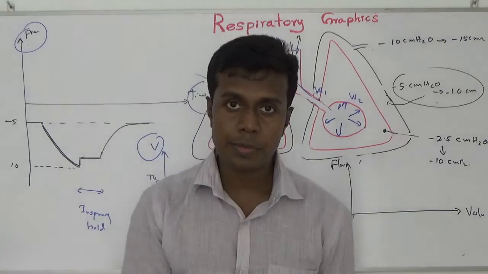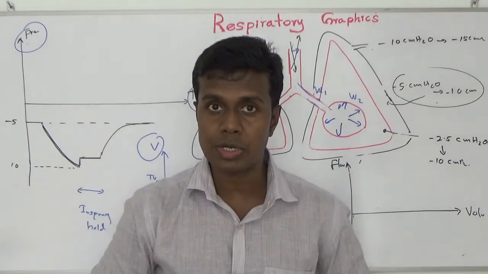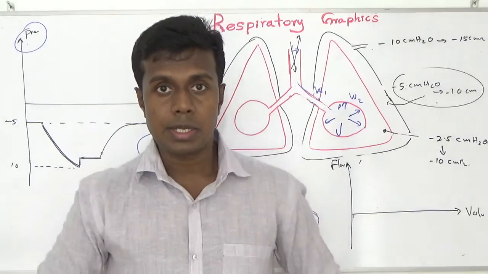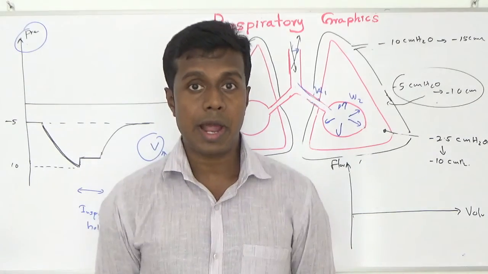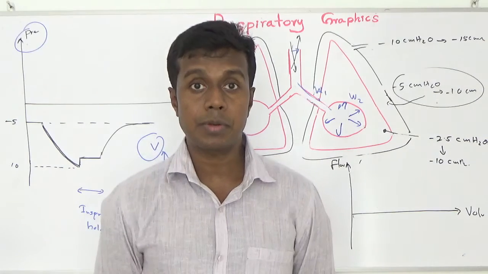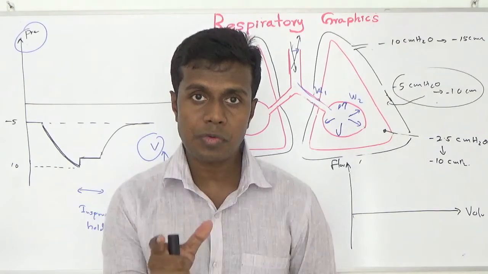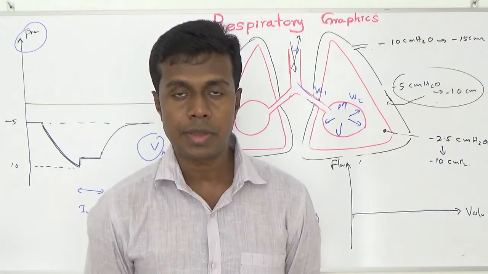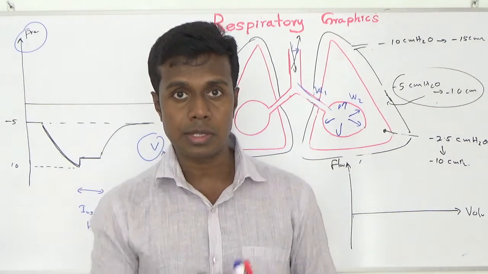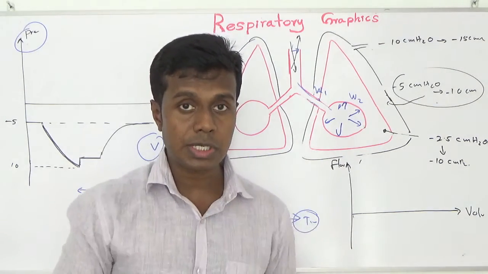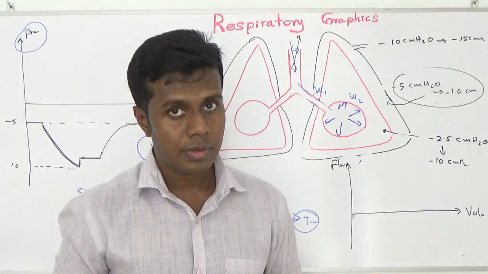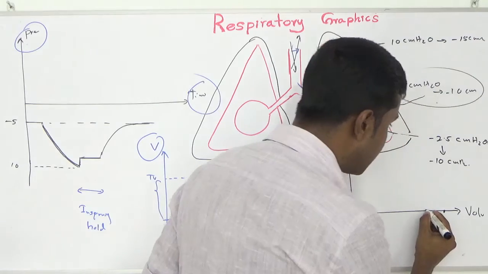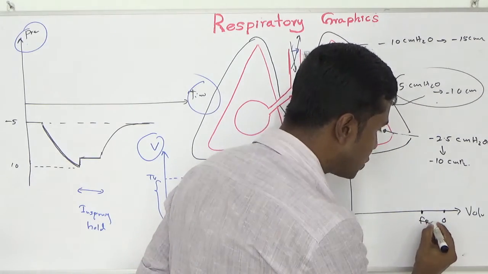I am going to start breathing from my functional residual capacity. Functional residual capacity means the amount of gas remaining in my lung at the end of quiet breathing, that is, at the end of quiet expiration. Here is my lung zero volume, and here is my lung volume at functional residual capacity.